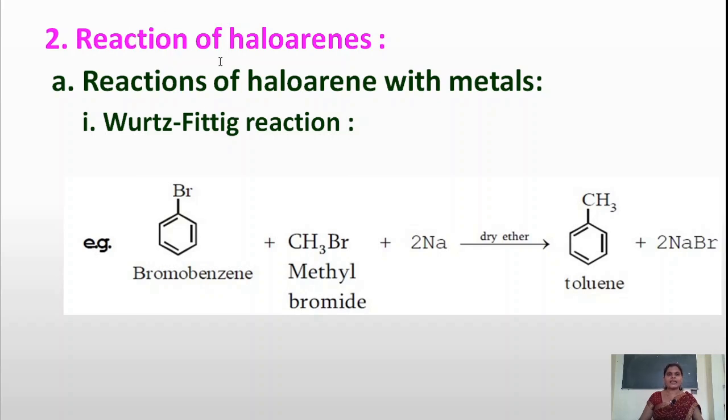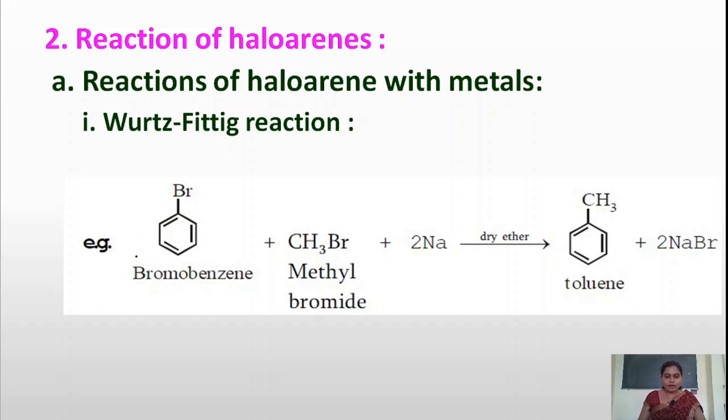Next is the reaction of haloarenes. The first reaction is the reaction of haloarene with metals. We saw that the Wurtz reaction takes place between two alkyl groups and sodium metal. The first reaction here is the Wurtz-Fittig reaction. This reaction is similar to the Wurtz reaction, but in this reaction one alkyl group and one aryl group get attached.